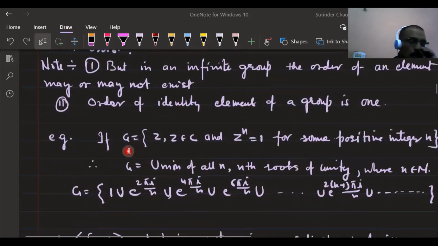Now let's discuss another example, an example of an infinite set containing infinite elements in which the order of each element exists. So let's consider the set G consisting of all z such that z is a complex number and z to the power n is equal to 1 for some positive integer n.